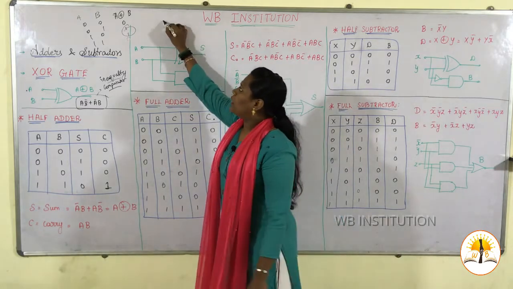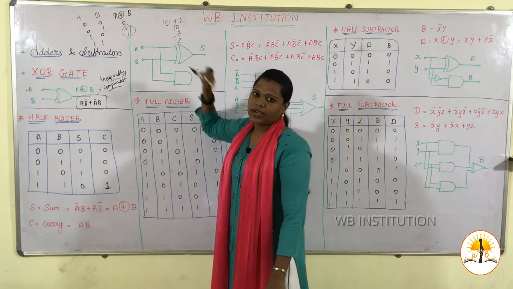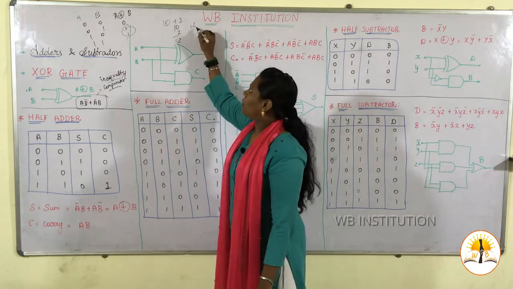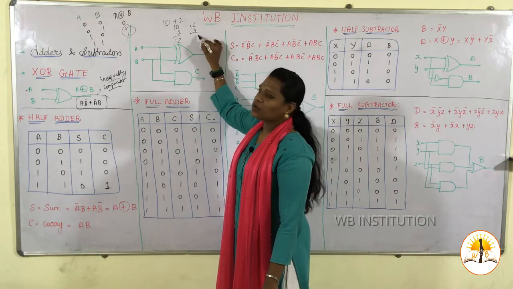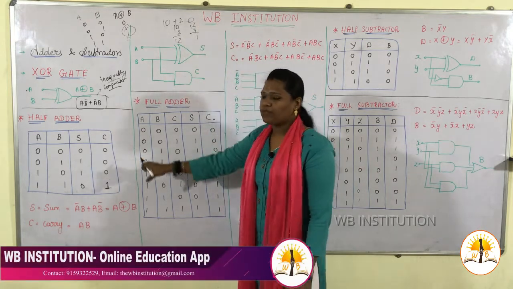For example, 10 plus 2, how will you add? 12 plus 9. So 9 plus 2 is 11, where you make a carry towards your left side, the way we have to do it here.